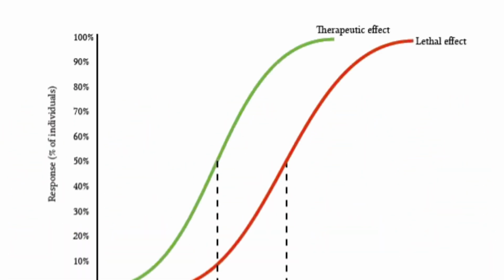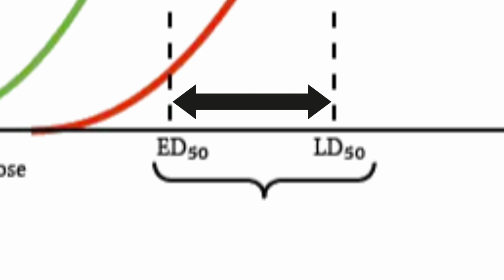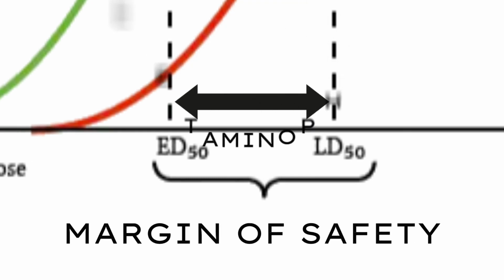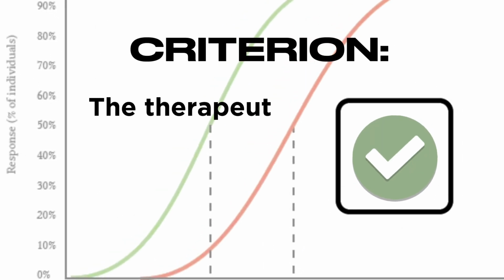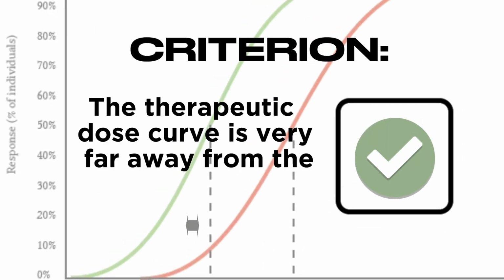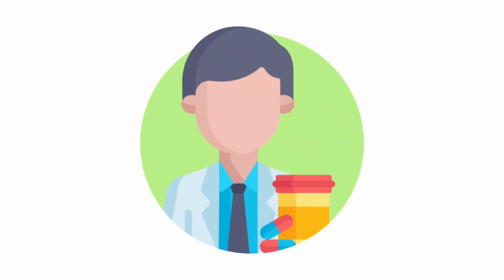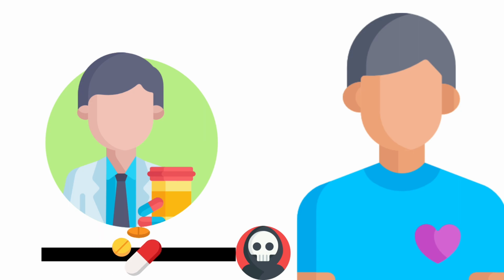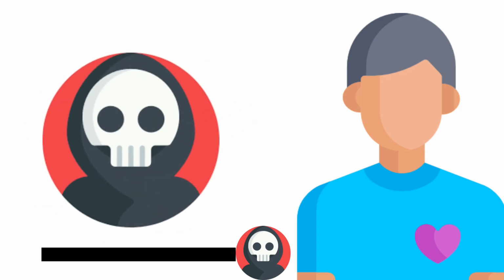Ideally, there would be a wide gap between the effective dose and toxic dose. This gap is called the margin of safety. One of the reasons that acetaminophen is considered safe to use so broadly is that its safety profile meets this criterion. The therapeutic dose curve is very far away from the lethal dose curve. So with regular usage of acetaminophen, a typical patient would not come anywhere near the level that could cause harm.